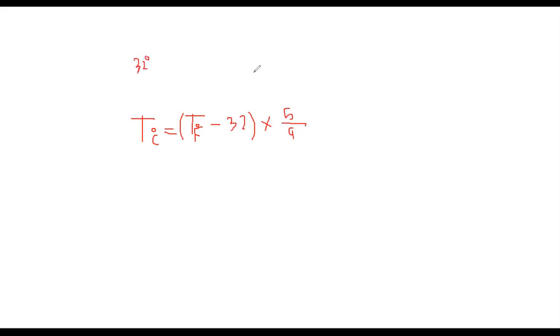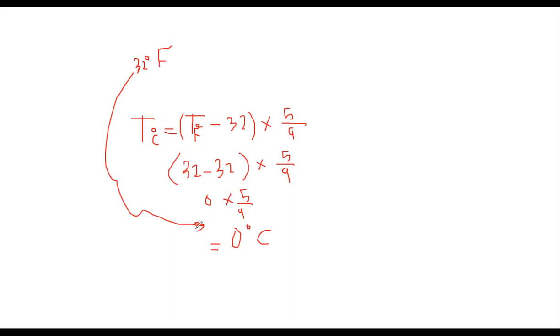32 minus 32 multiplied by what? 5 over 9. 32 minus 32 equals what? 0. 0 multiplied by 5 over 9. The answer is 0 degrees Celsius. Yes. That means 32 degrees Fahrenheit is equal to 0 degrees Celsius.